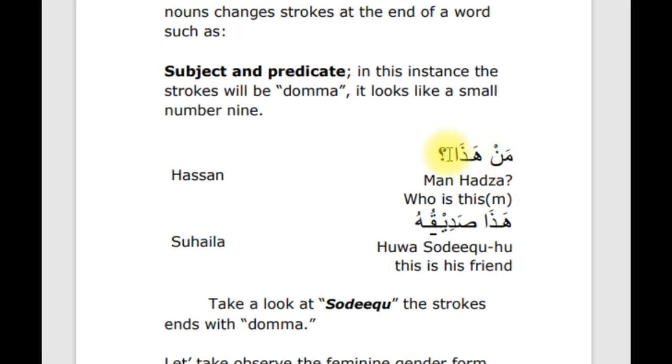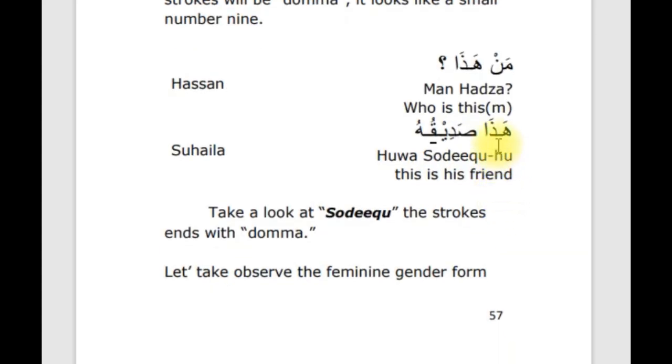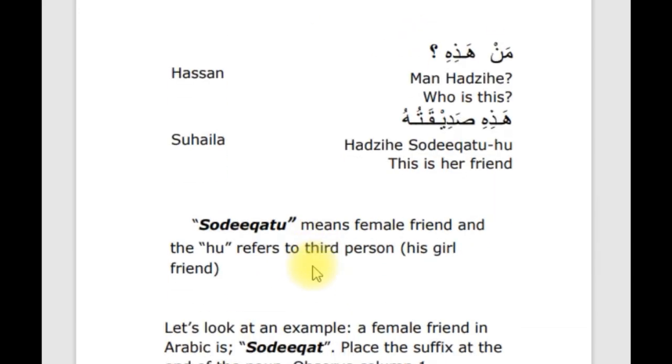Man haza? Who is this? Suhaila. Haza sadiqu. Sadiquhu. So for the word sadiq, you have to put a dhamma there because it is a subject. Haza sadiquhu. Take a look at the word sadiq. The stroke ends with a dhamma. Look at the stroke here in front. This is a dhamma.